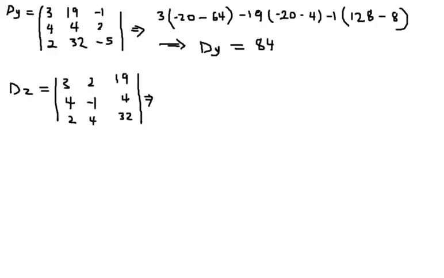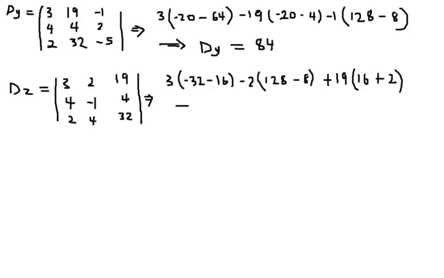So this now becomes 3 into minus 32 minus 16, minus 2. Then we have here 128 minus 8, then plus 19, and then 16 plus 2. Now when you perform your arithmetic operation here, you're going to have that dz is equal to minus 42.